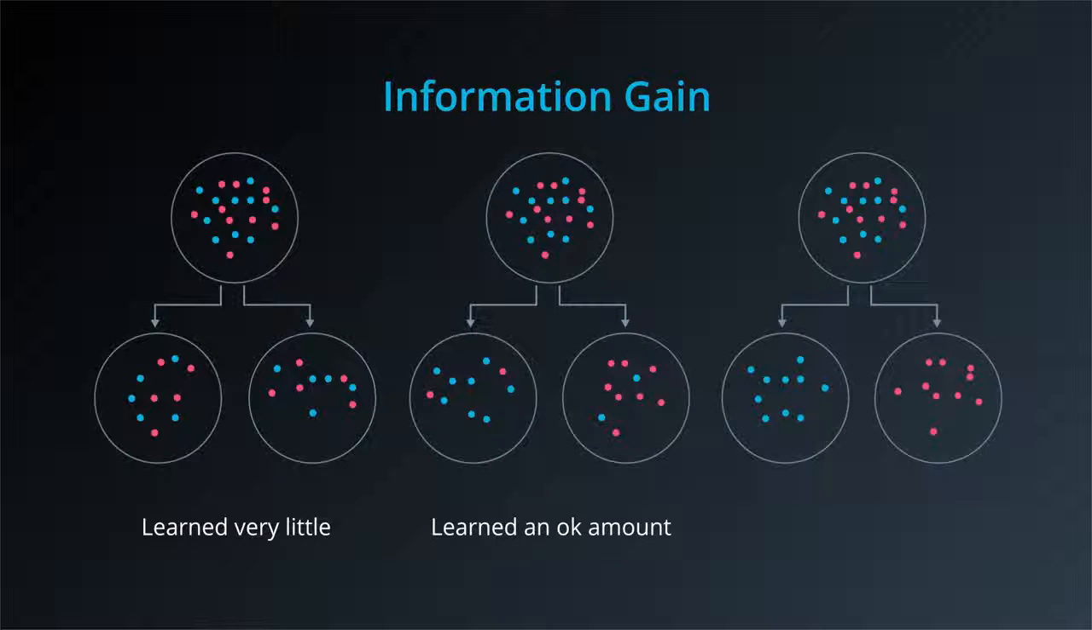And the third one did fantastic. It managed to send all the blue points on one side and all the red ones on the other side. Now we know a lot about our data. Actually, we'll learn how to calculate something called the information gain. And it will be 0 for the first splitting, 0.28 for the second one, and 1 for the third one.